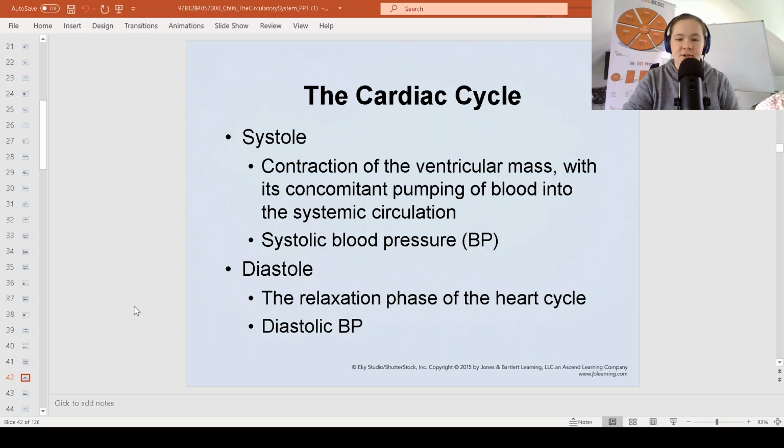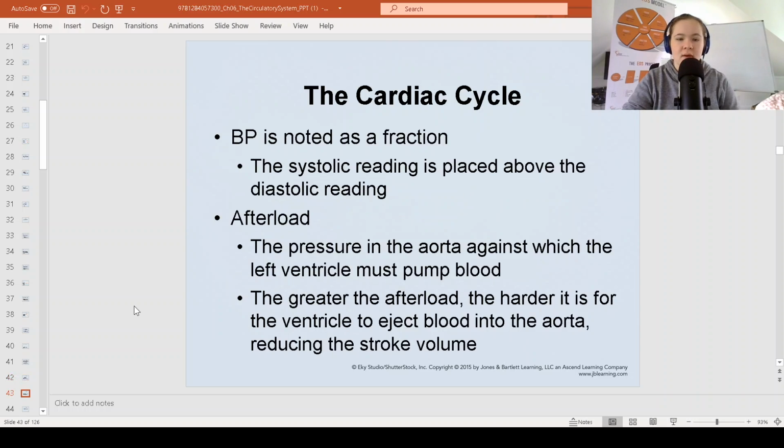Systole is the contraction of the ventricular mass with its concomitant pumping of blood into the systemic circulation. This is the systolic blood pressure, which is BP. Diastole is the relaxation phase of the heart cycle, which is the diastolic BP. BP is noted as a fraction. The systolic reading is placed above the diastolic reading.